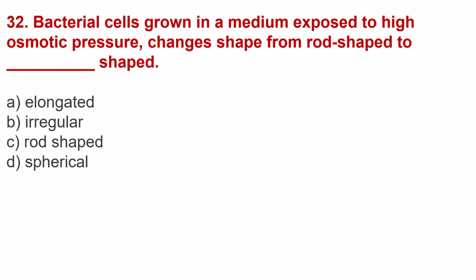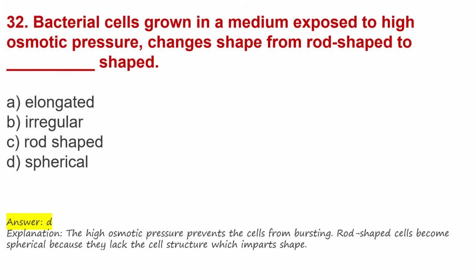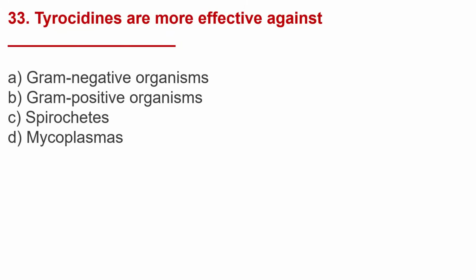Question 32. Bacterial cells grown in a medium exposed to high osmotic pressure change shape from rod shaped to what shape? A. Elongated, B. Irregular, C. Rod shaped, D. Spherical. The answer is spherical. Explanation: the high osmotic pressure prevents the cells from bursting, so rod-shaped cells become spherical because they lack the cell structure which imparts shape.